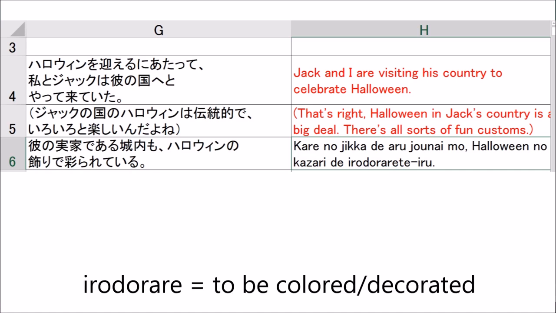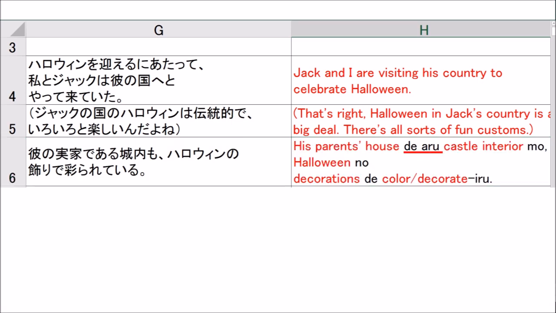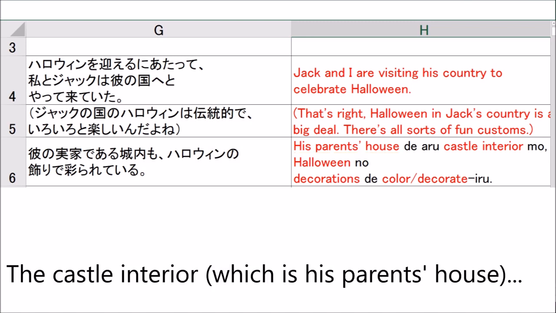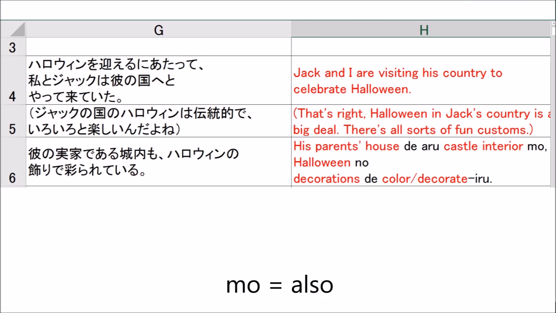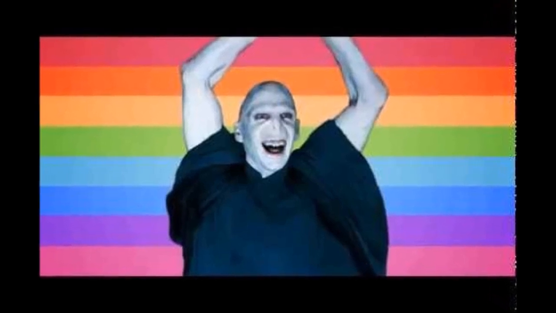So it becomes "is decorated by." So de aru attaches to the thought "his parents' house." The subject of the sentence is jonai, or castle interior, so "his parents' house" is a modifier for castle interior. It's like "the castle interior, which is his parents' house." The particle mo means also, or in this case it can mean even, as in even Voldemort loves dancing.